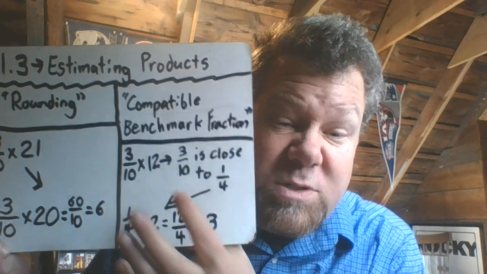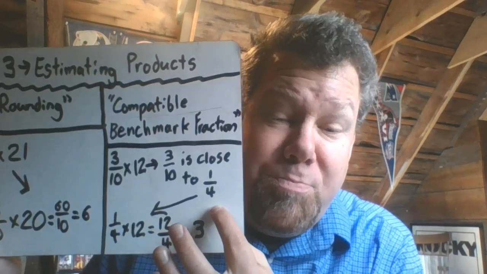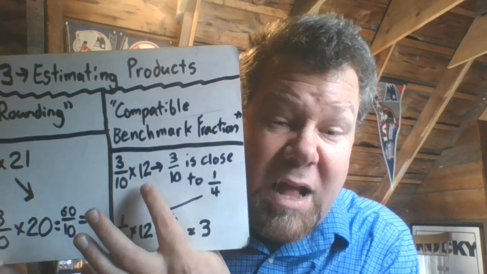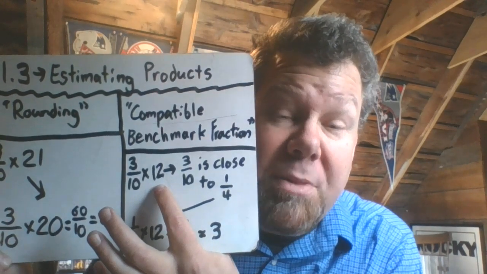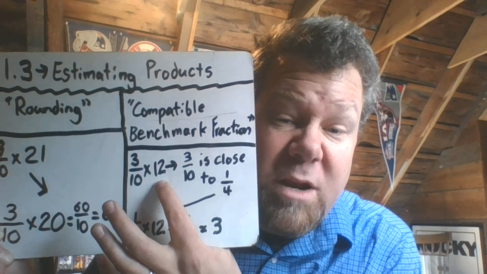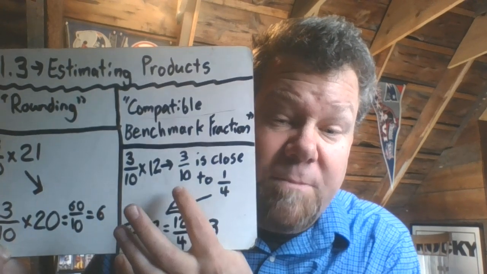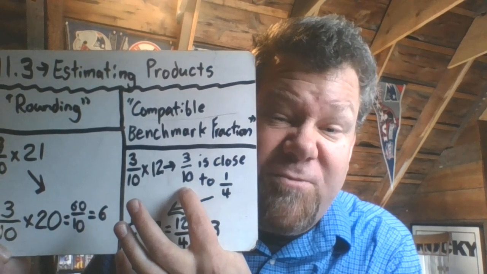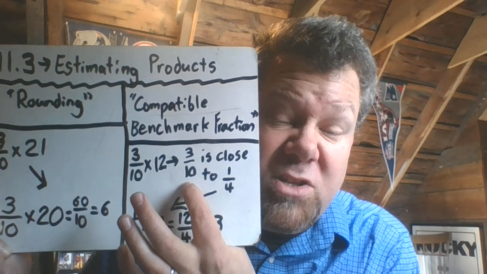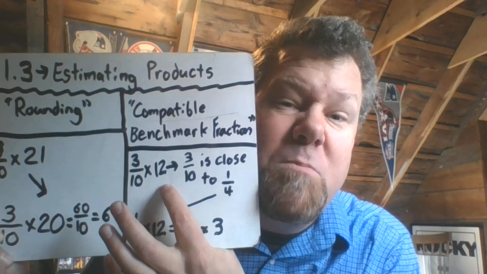But what we need to do is try to find a nice, beautiful fraction that we can multiply by 12 to make this problem easier. Okay, we're going to make this problem easier. We have 3/10. We want to find a fraction that is close to 3/10 that we can multiply by 12 beautifully.